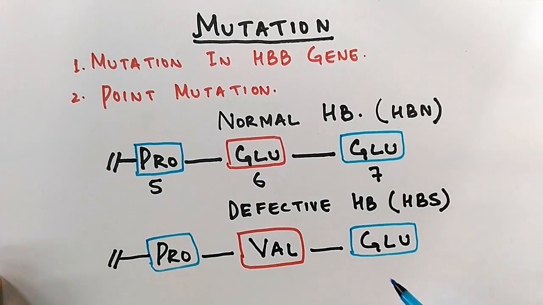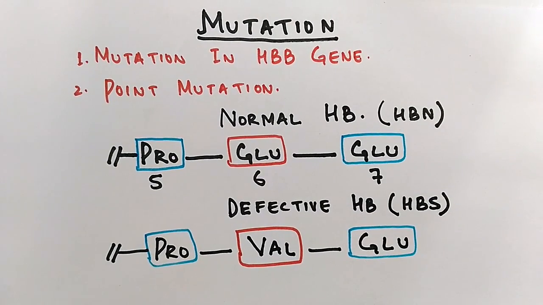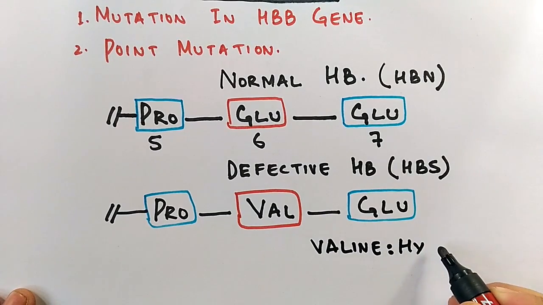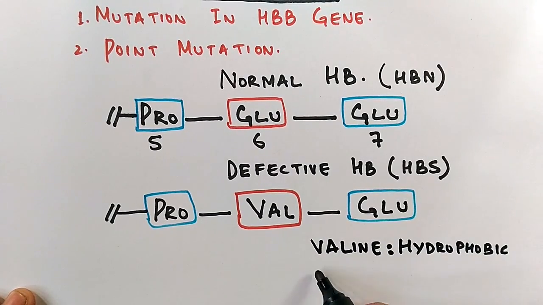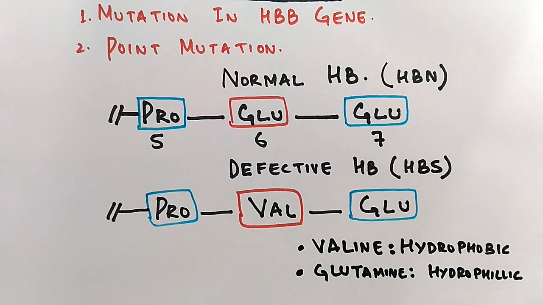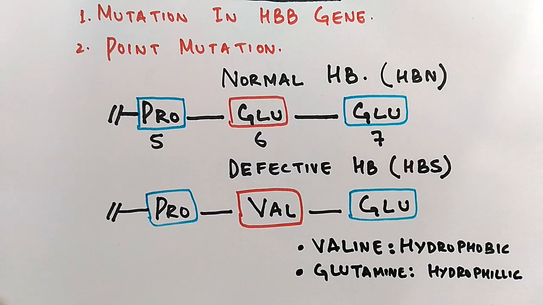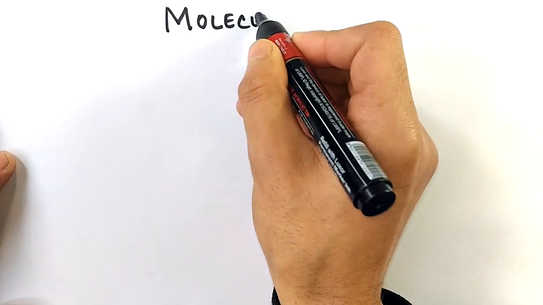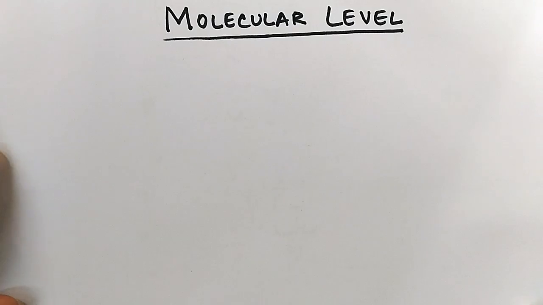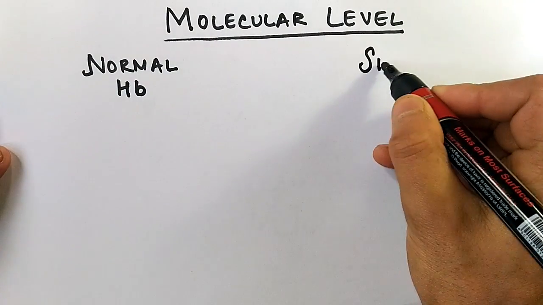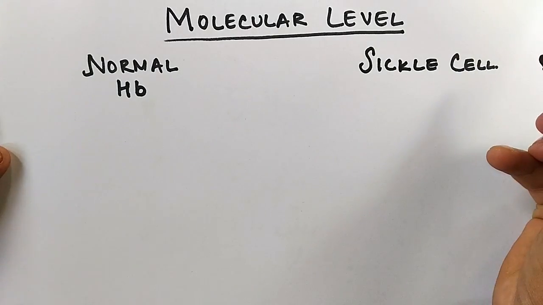in defective hemoglobin. And this valine has a property to repel water, that is, it's hydrophobic in nature, instead of glutamic acid, which was hydrophilic in nature. And this makes two different entities of hemoglobin, because the first one has a glutamic acid which is hydrophilic in nature, and the other one, the defective hemoglobin, has valine, a hydrophobic amino acid. When we see this mutation at the molecular level, we have two different cells here: the normal cell which has normal hemoglobin, and the sickle cell which has defective hemoglobin in it.